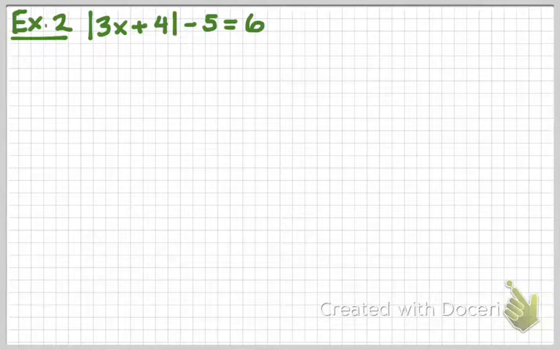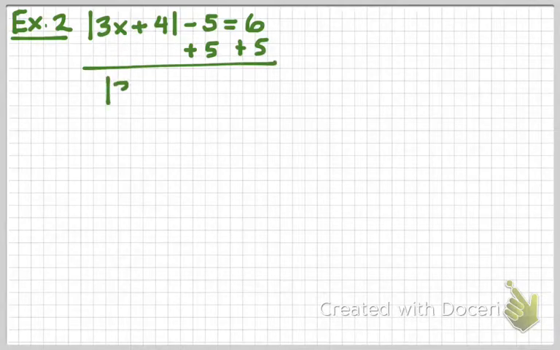So the first thing we have to do is solve analytically or algebraically, and this is an absolute value equation. So the first step of solving any absolute value equation is to isolate the absolute value expression itself. Well, in this case, it's not isolated because there's a -5 outside the bars. So we're going to add 5 to both sides to eliminate that -5. And we're going to get the absolute value of 3x plus 4 equals 11.